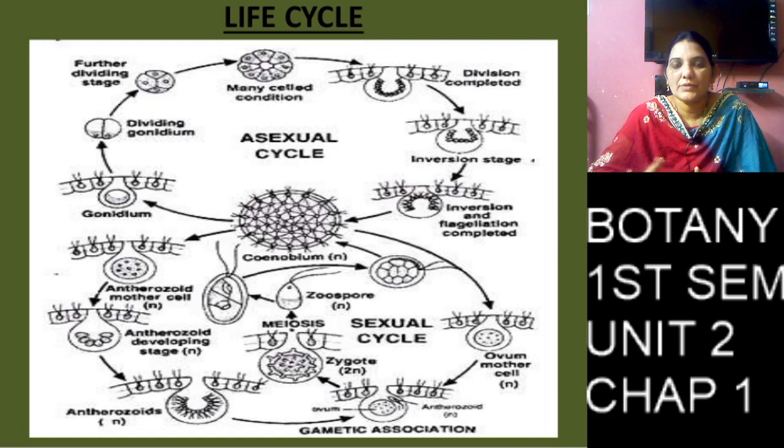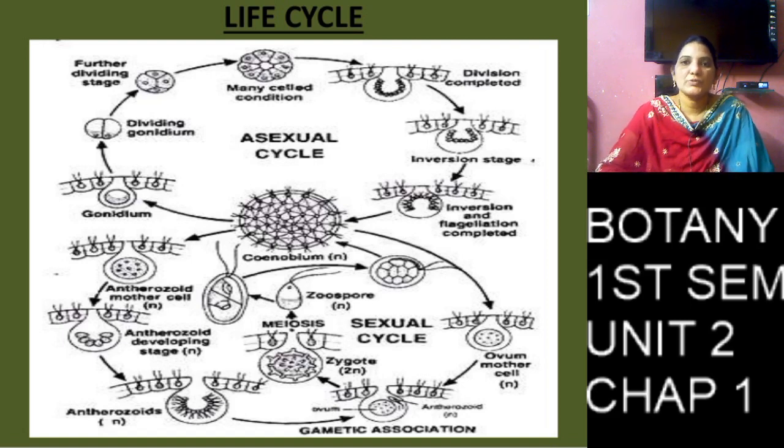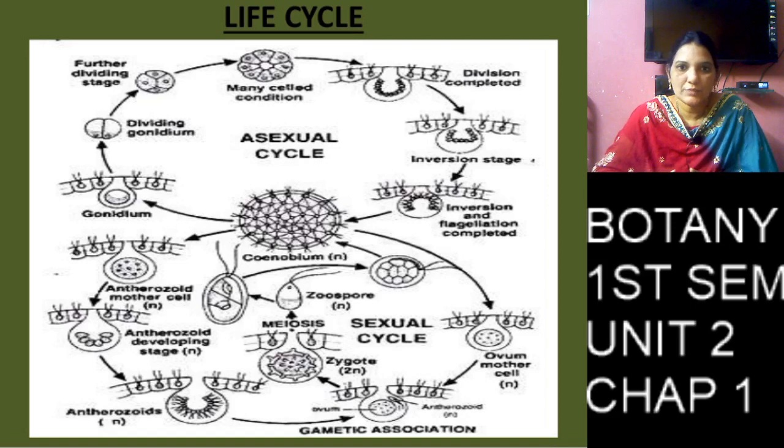Then coming to sexual reproduction, at the time of sexual reproduction the Volvox is unisexual or bisexual. So the Volvox produces antheridium and oogonium in the same coenobium, or the antheridium is produced in one coenobium and the oogonium in another coenobium. So unisexual or bisexual.